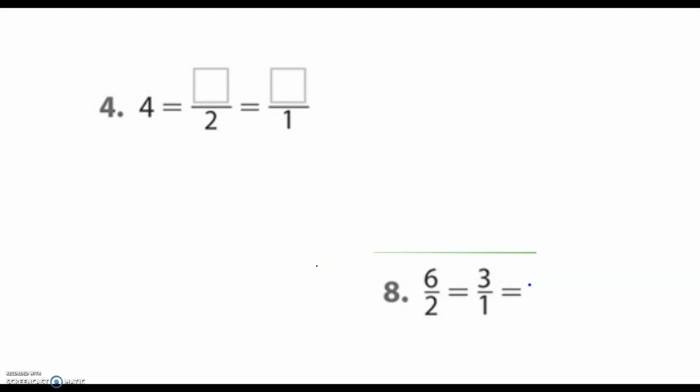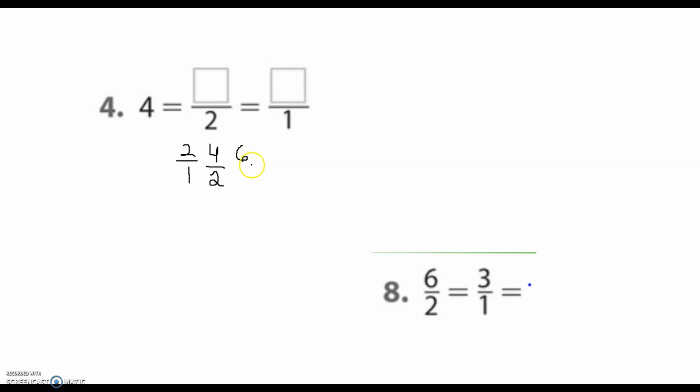Let's try a couple problems from your book. This is number 4. So 4 equals how many halves? Well, we know that 2 halves equals 1. 4 halves equals 2, because 2 goes into 4 2 times.